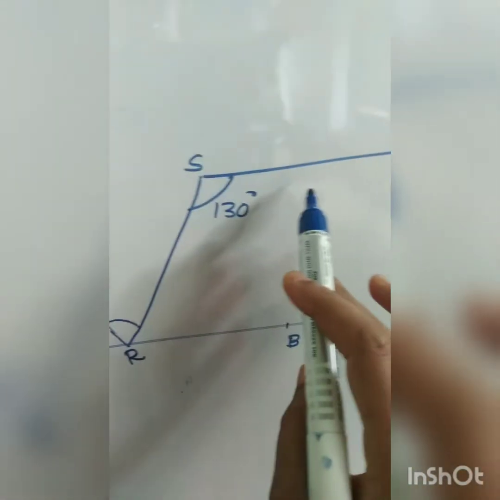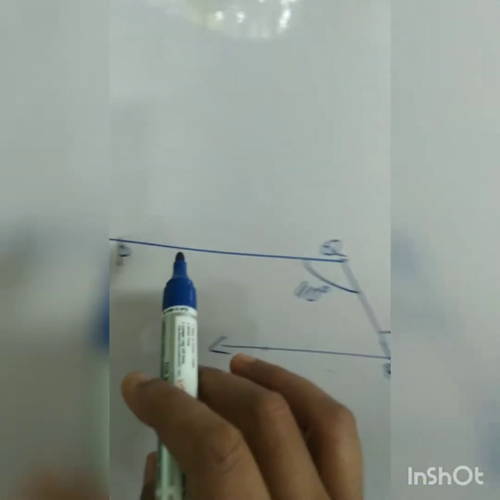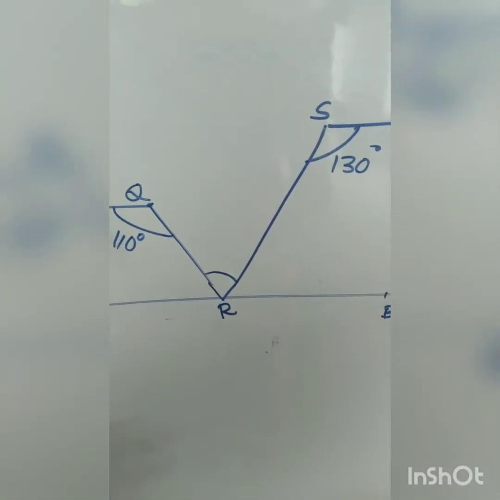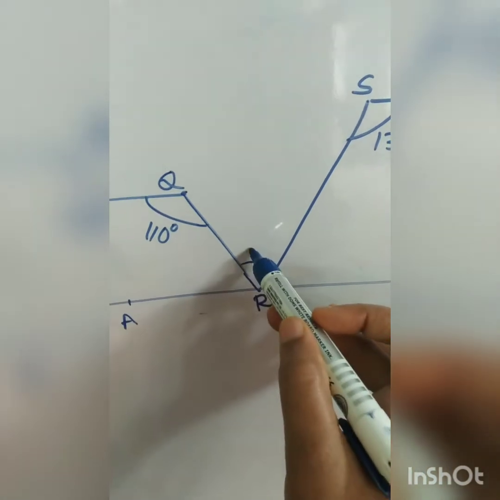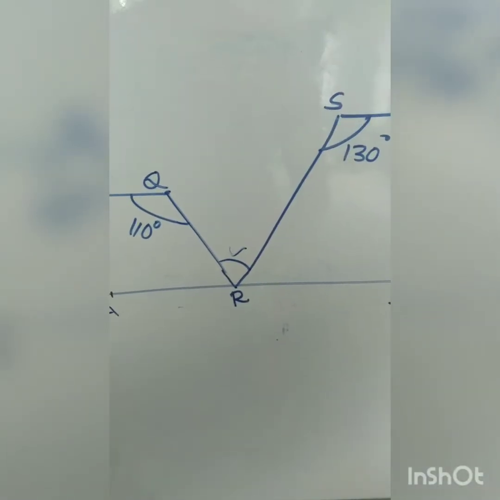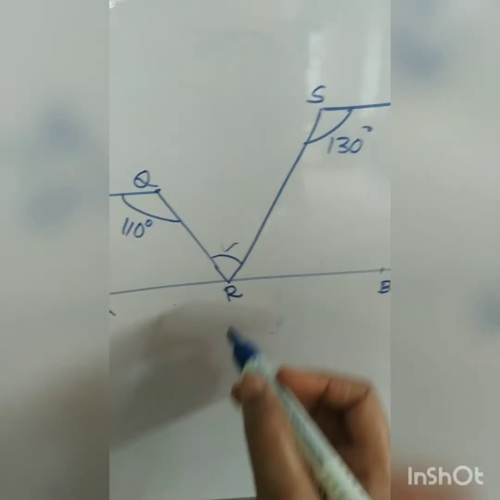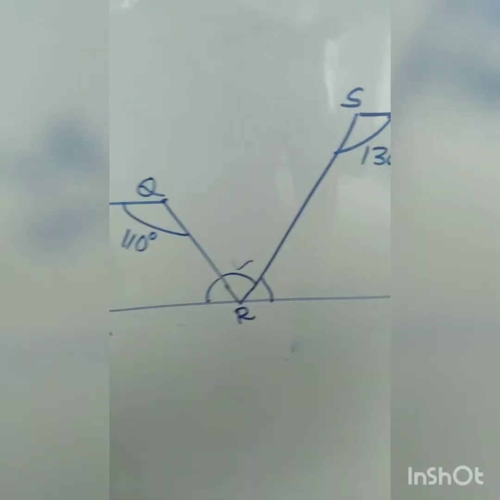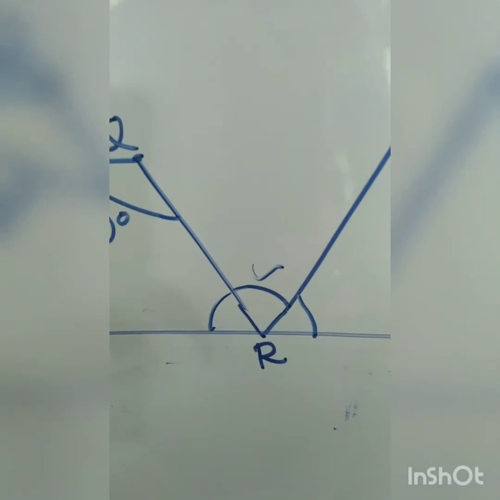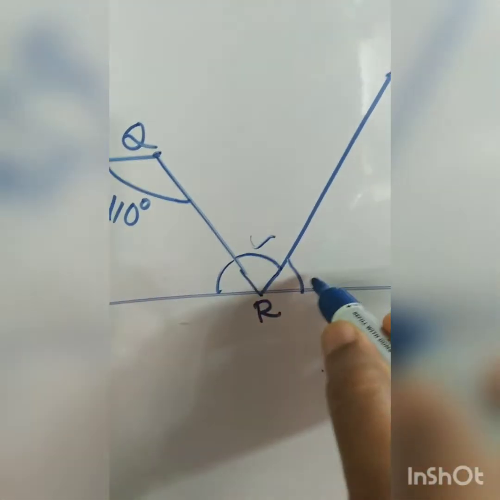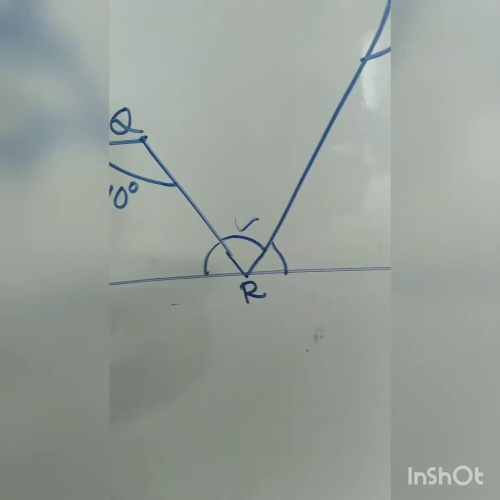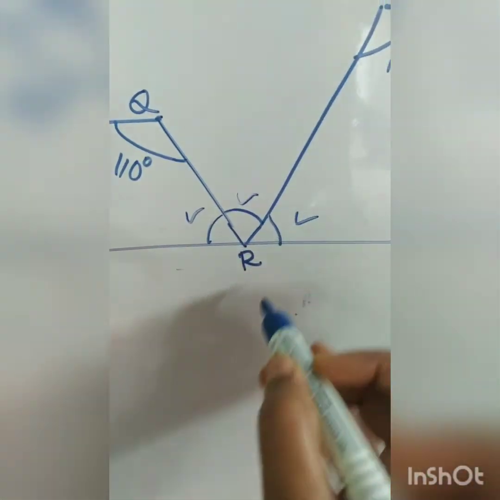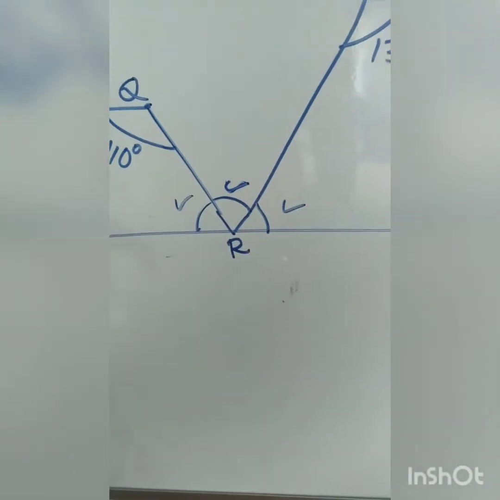Since PQ is parallel to ST, PQ, ST and AB are parallel. Okay, we need to find this angle. See these three angles, they form a linear pair. The three angles are on a line, then their sum is 180 degrees. So if you get these two angles, you can easily find out the required angle.